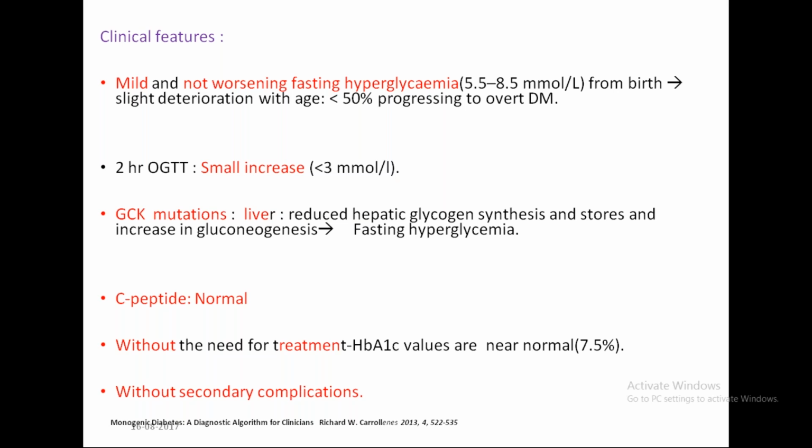And coming to clinical features, there is mild fasting hyperglycemia from birth, and slight deterioration with age, with less than 50% progressing to overt diabetes, and the 2-hour OGTT increment is small. There is a very little increase, whereas in type 1, there is more of an OGTT increase. Glucokinase mutations can involve the liver, and there is reduced hepatic glycogen synthesis and stores, and increased gluconeogenesis. Then there can be fasting hyperglycemia. C peptides are usually normal without the need of treatment. HbA1c values are near normal without secondary complications.